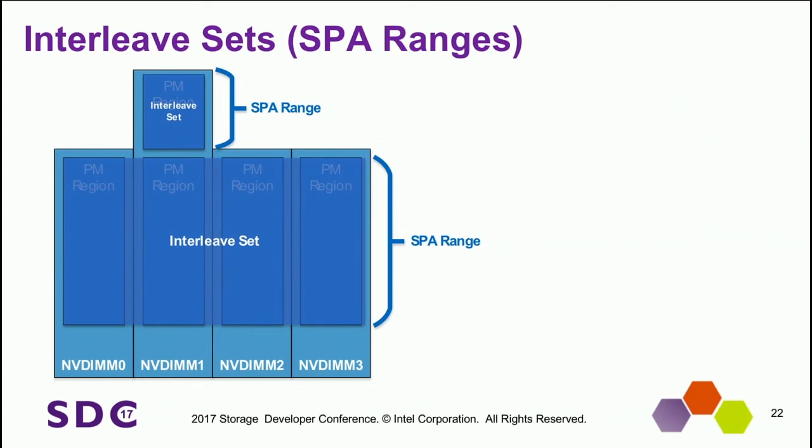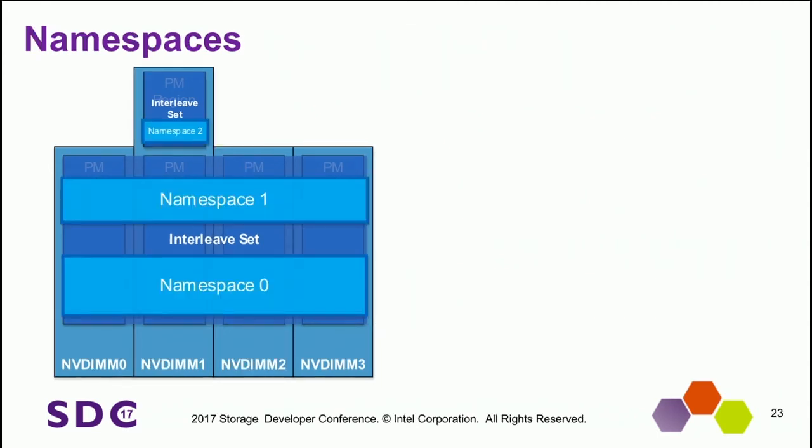Interleave sets or SPA ranges can be further subdivided into namespaces, and actually they cannot be accessed without first allocating them to a namespace. So just as an NVMe SSD can be carved into namespaces, NVDIMM namespaces are very much the same idea. A namespace defines a contiguous address range of non-volatile memory. They represent the unit of persistent memory storage that appears as a disk or a /dev entry that applications can use for I/O.